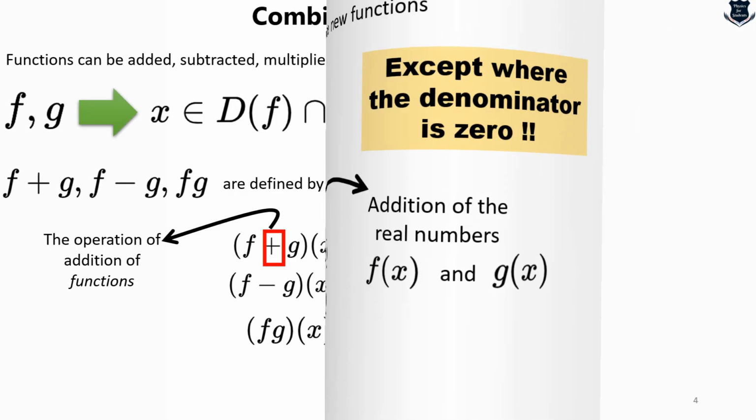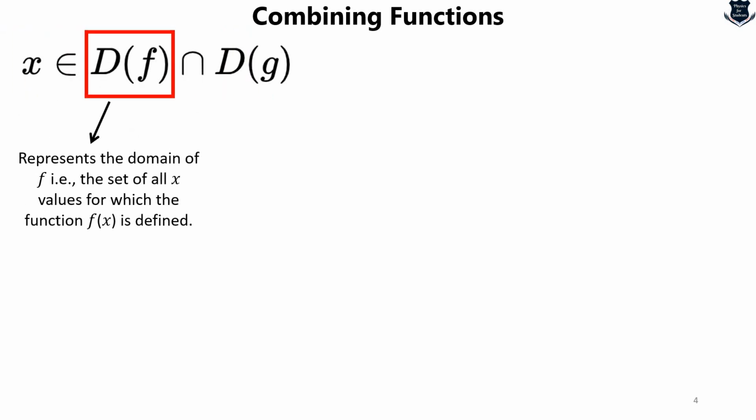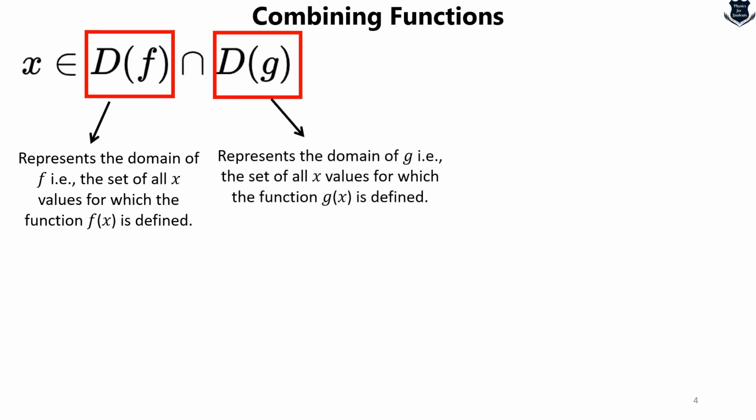Now, as we use f and g to combine functions, we denote it in set notation. Let us see what this set notation looks like. On the left hand side, D(f) represents the domain of f, which we have learned in the first, second and third lessons, is the set of all x values for which the function f(x) is defined. D(g) represents the domain of g, that is the set of all x values for which the function g(x) is defined.